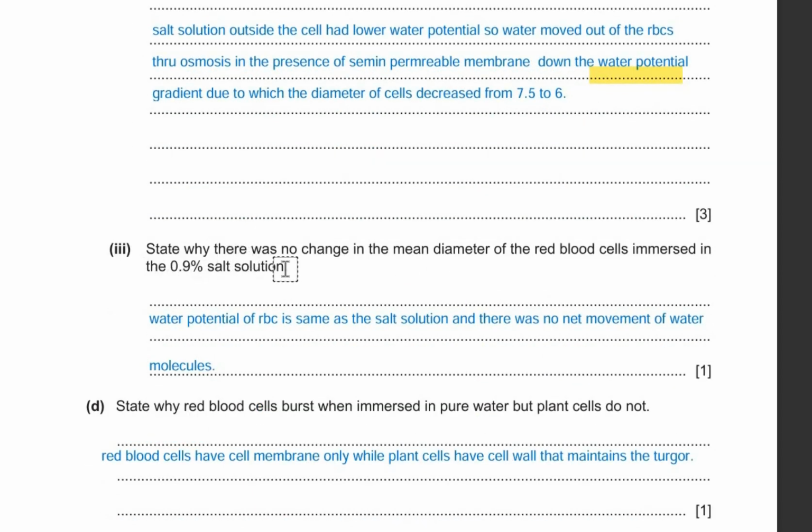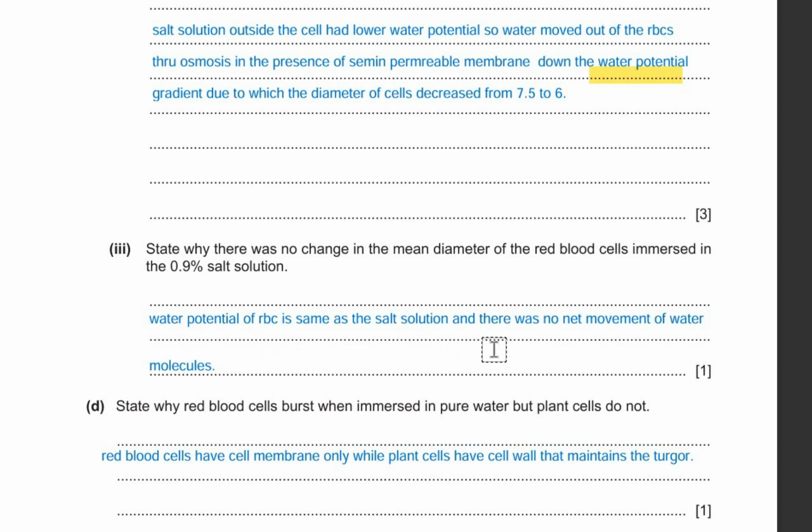Coming towards part 3, state why there was no change in the mean diameter of the red blood cells in 0.9% salt solution. Whenever there is no change in the size of the cell, this means that there is no net movement of water. This means that there was no osmosis taking place. Why was this so? This will only happen if the concentration of the outside solution is equal to the concentration inside the cell. This means that the solution is isotonic to the internal environment of the cell, which results in no osmosis taking place. Alright, hope this makes sense. That is what I have written in this answer.